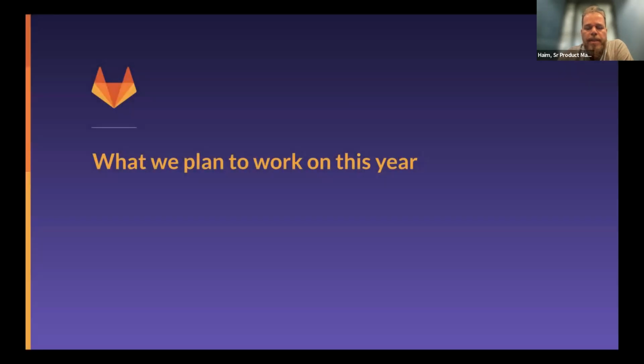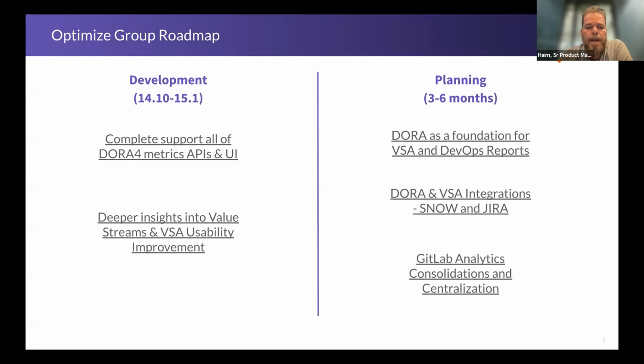Looking into the next year from a roadmap perspective, for the short term, we are very focused on completion of the DORA four metrics, the DORA being the industry standard to measure DevOps performance. And so we are going to finish the fourth API, change failure rate, in 14.10, and we are starting planning and working on the UI to eventually visualize the metrics.